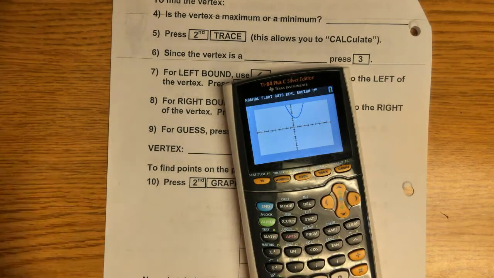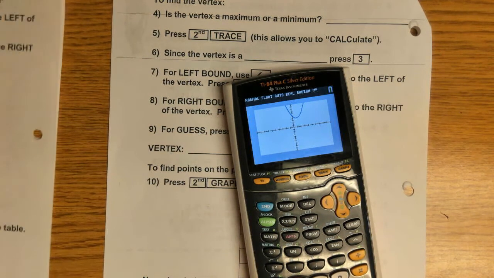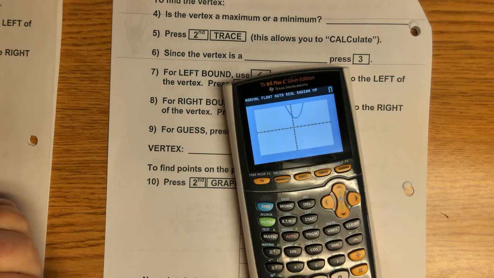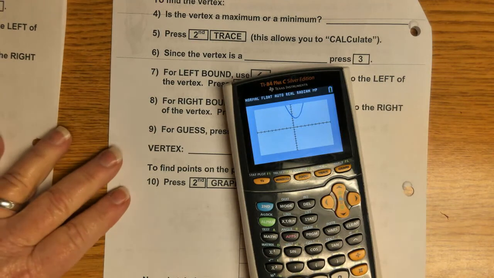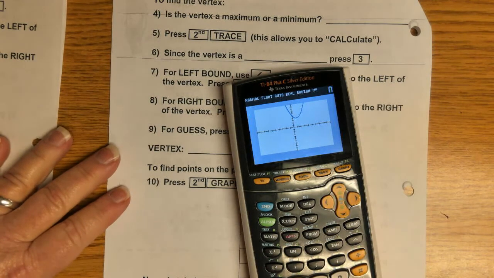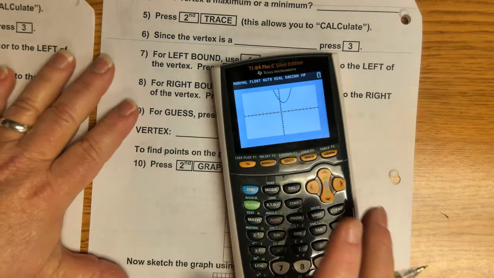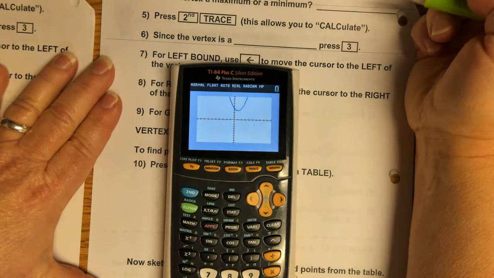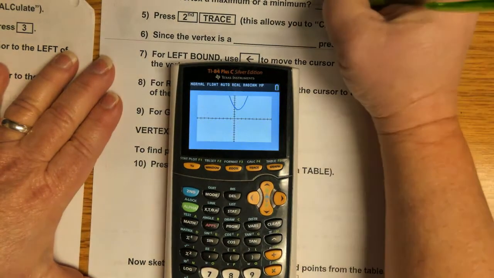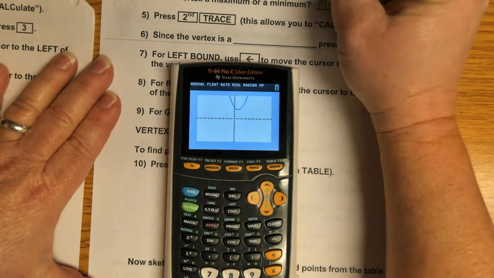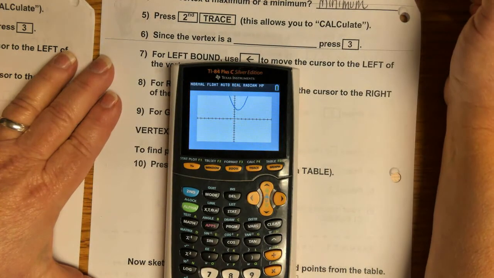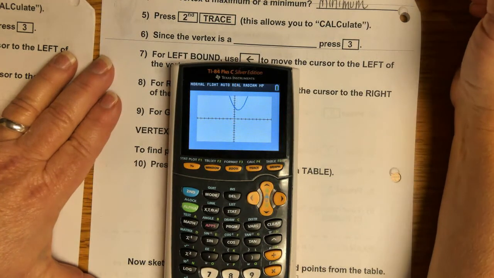Does everybody have their graph? Does it look like mine? Okay. To find the vertex is the maximum or minimum. So, in this case, is it a minimum or a maximum? Minimum. It is a minimum. When it opens up, it's considered a minimum. When it opens down, it's a maximum.